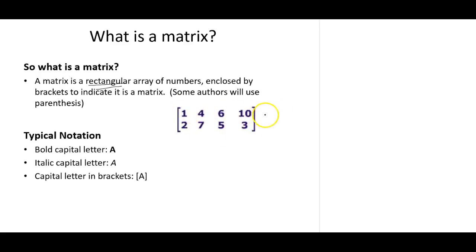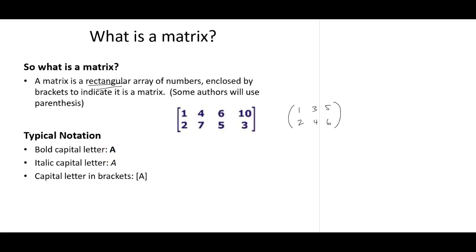So here we have the brackets, and it says here some authors will use parentheses, so it wouldn't be unusual in some places to maybe see a matrix indicated like this, with rows and columns separated by brackets. Just like vectors, there was all kinds of notation we had to deal with.